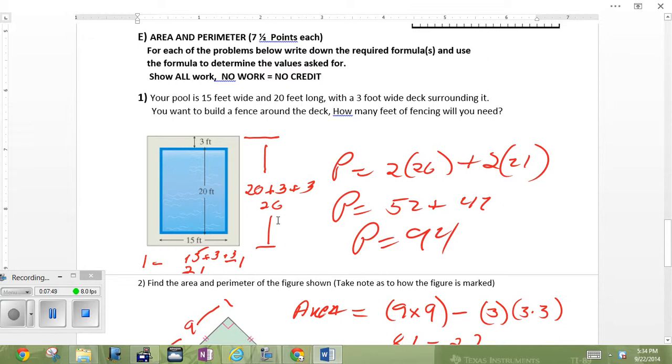A lot of you didn't add these 3. So guess what? Say you're a contractor, you're building this, and you come up with something less than that. People had 81, people had 78 feet of fencing. You're charging $20 per foot of fencing. You told them it's 81 feet, and you have to pay for the difference. That's on you. So you've got to be careful of your measurements.